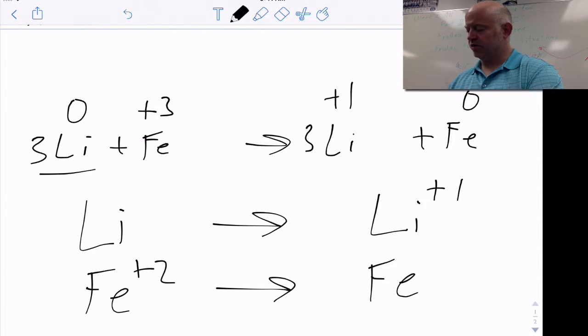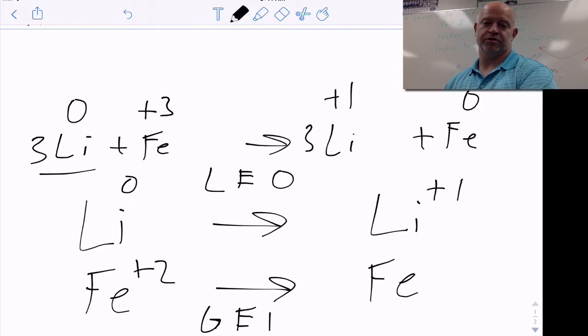So we go from a 0 to a +1. 0 to +1 means you've given up an electron. Since we lost electrons, we are oxidized here. Iron went from a +3 to a 0, so it is gaining electrons, so it gets reduced. So we see very quickly that the lithium is oxidized and the iron is reduced.